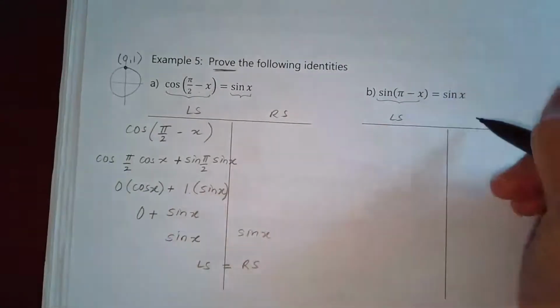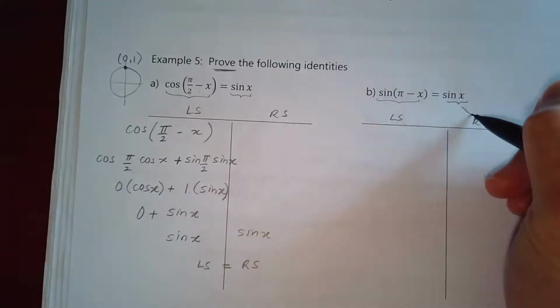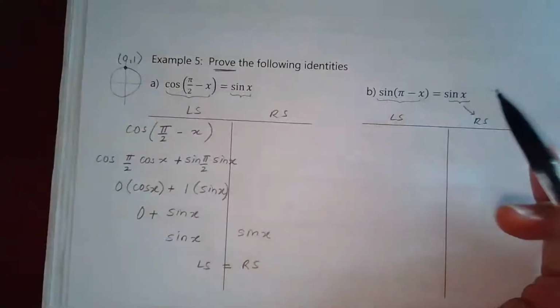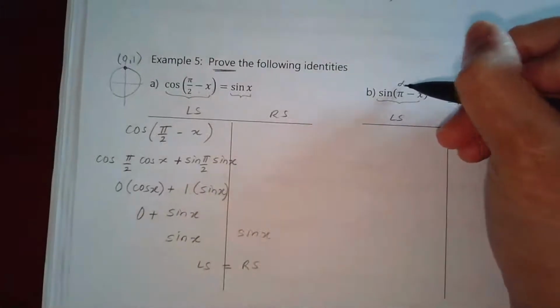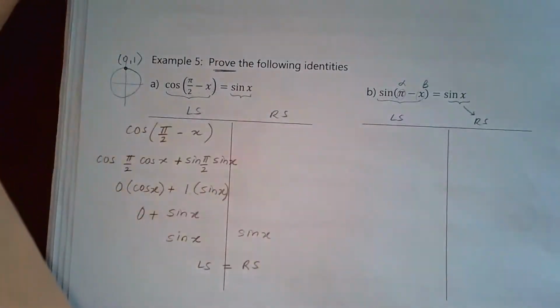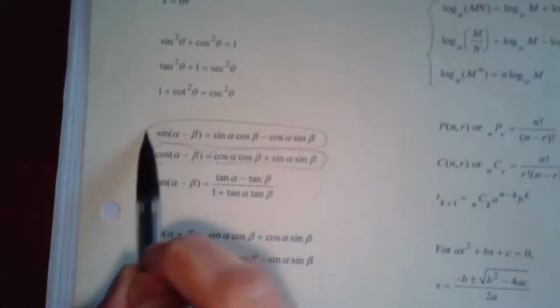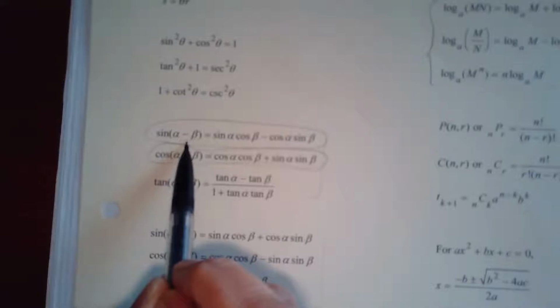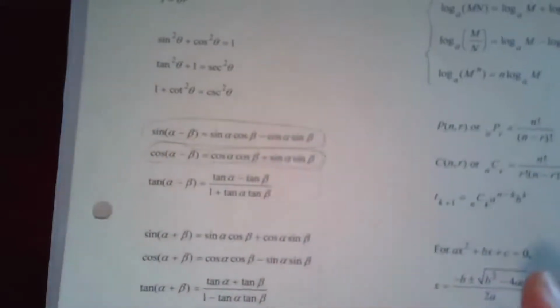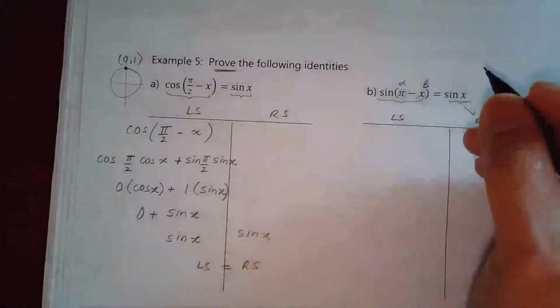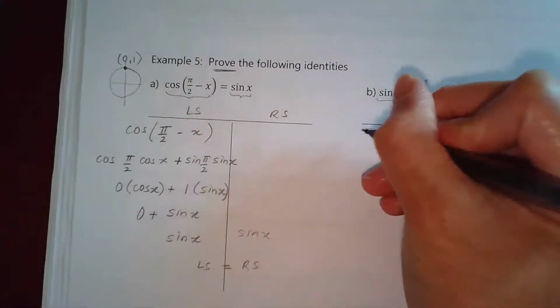Now let's take a look at this one. This is our left side, and this is our right side. We're going to start with this one, the difference of the angles. This is our alpha, and this is our beta. So we're going to use this identity: sine of alpha minus beta, because we have a difference of the angle. Okay, good. So let's write that down.